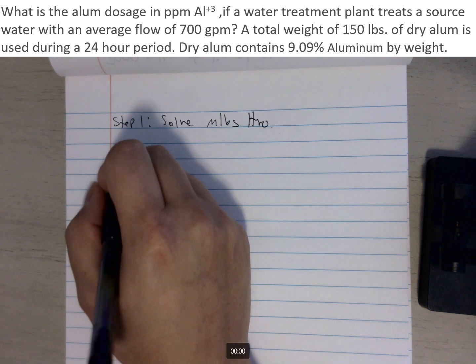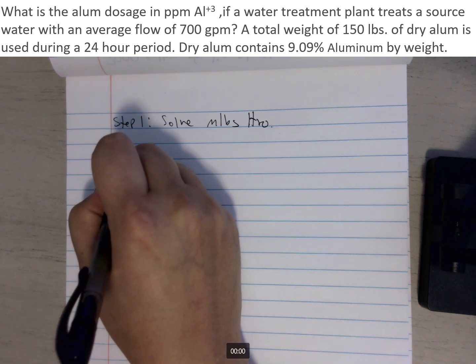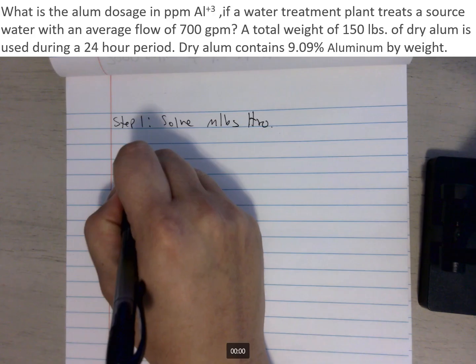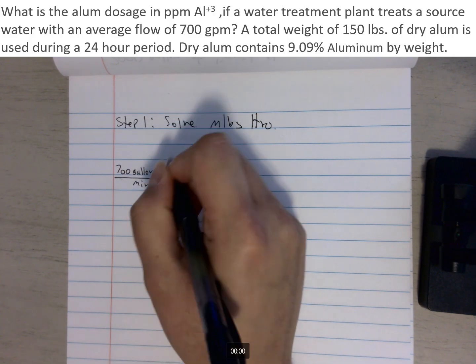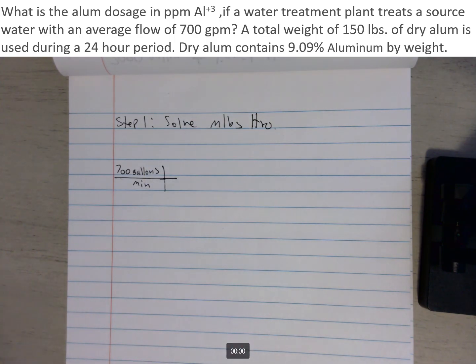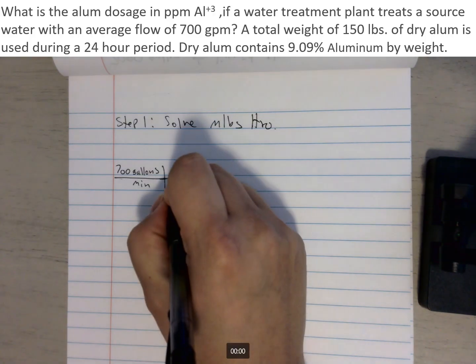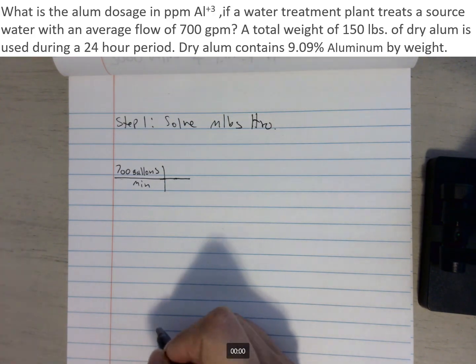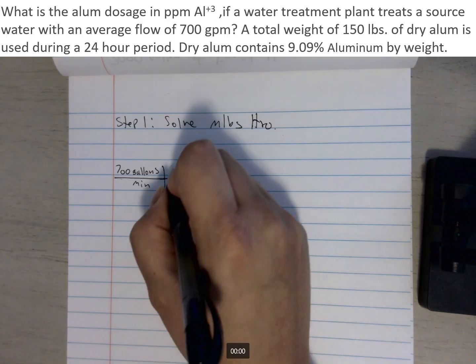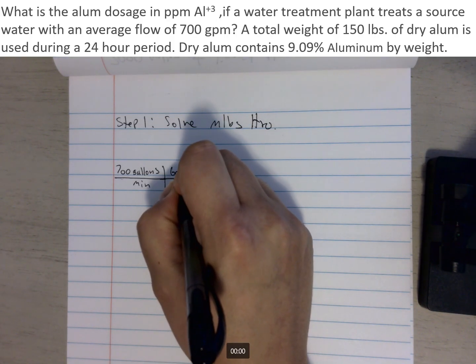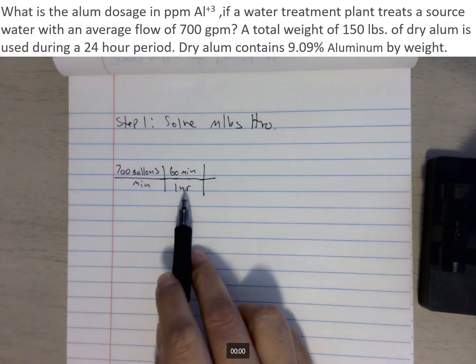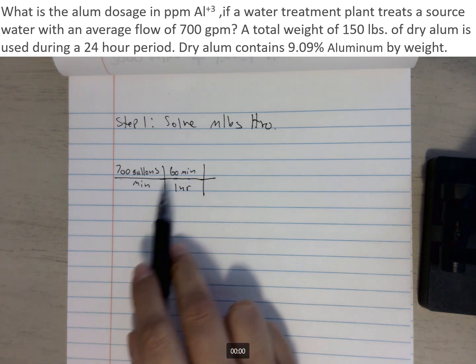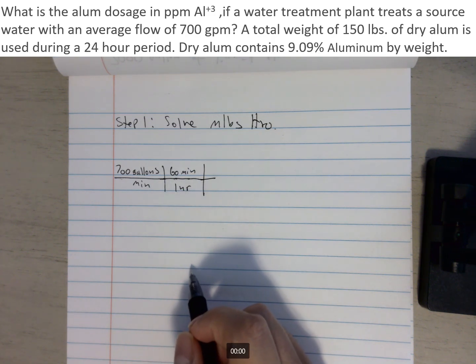We're given a flow rate, that is 700 gallons per minute flow rate, right? So we have to use conversion factors to see how much water was treated in a 24-hour period. So we know that there are 60 minutes in 1 hour. 60 minutes have to be on top so that units can cancel out, hours on the bottom. You always want to check, make sure that units are canceling out as you're going through the problem statement.